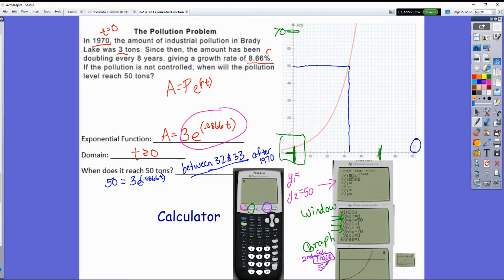And then this is the part you've got to figure out. You start out with a little flashing cursor somewhere on your screen. The deal is we have to tell our calculator where we are looking for an intersect, and our calculator only knows left and right. Okay, so don't push any buttons except left and right.